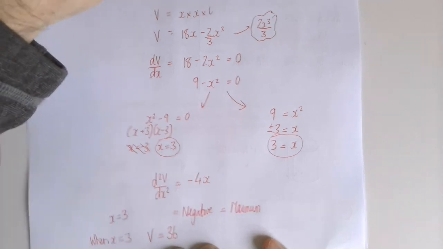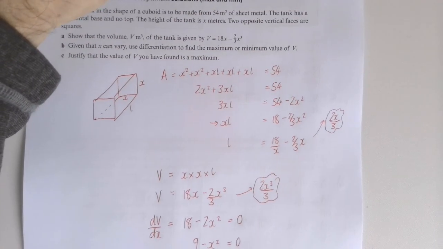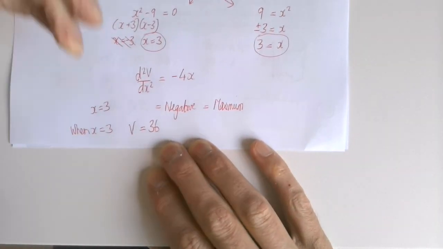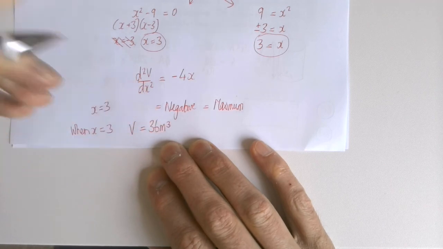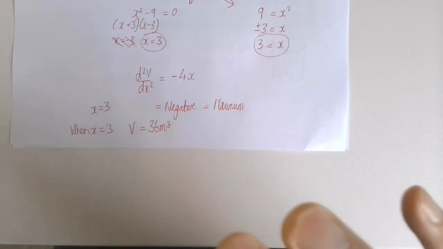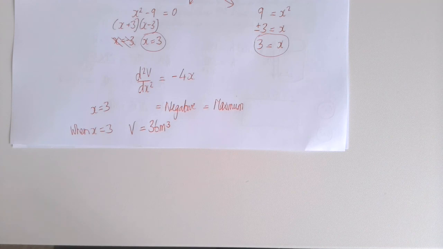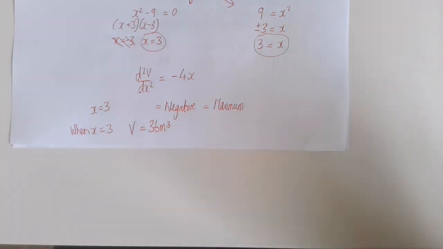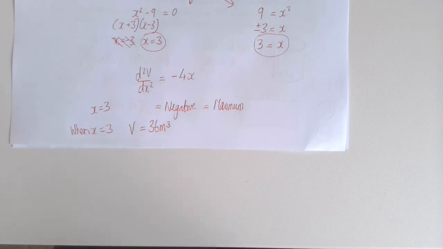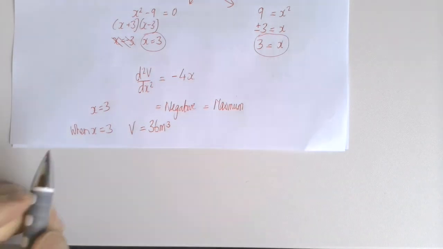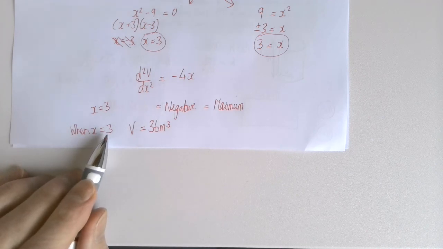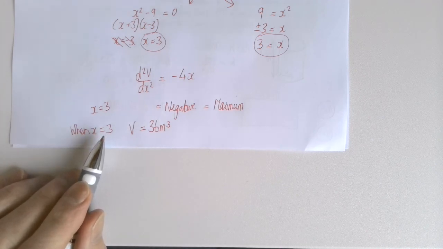Don't forget the units. We're dealing, I think, with meters in this question, so that's 36 cubic meters. So if we only have 54 square meters of metal and we want to make this box, then our optimum solution, the dimensions that give us the maximum volume, are to have ends that are 3 meter by 3 meter squares.